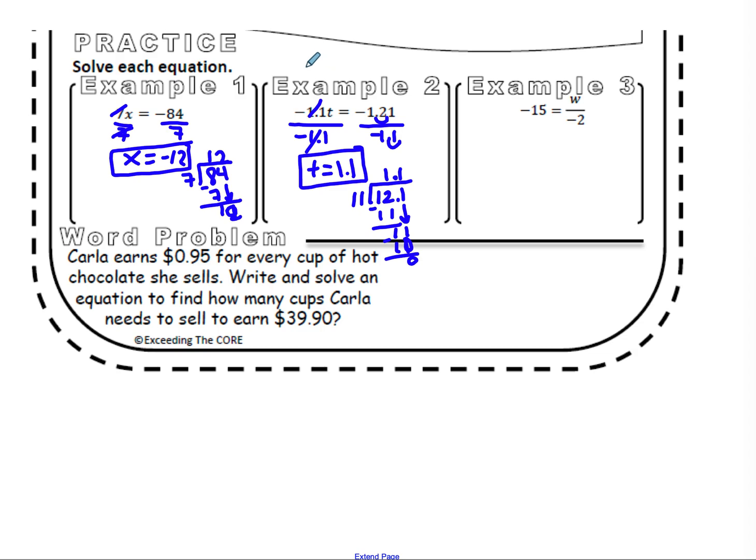If I put it back in to check, -1 and 1/10 times +1 and 1/10, different signs, answer's negative. 2 decimals in the problem, 2 decimals in the answer. So yes, that's correct. Okay, -15 equals w divided by -2.